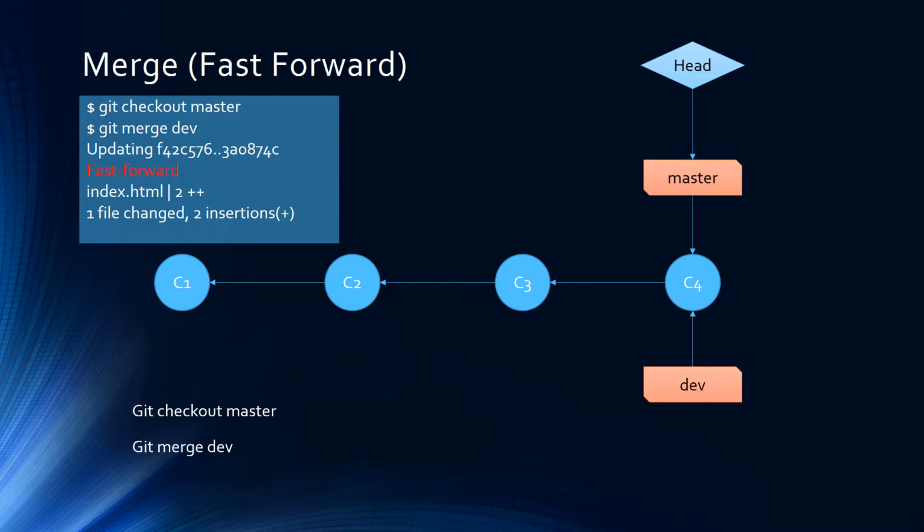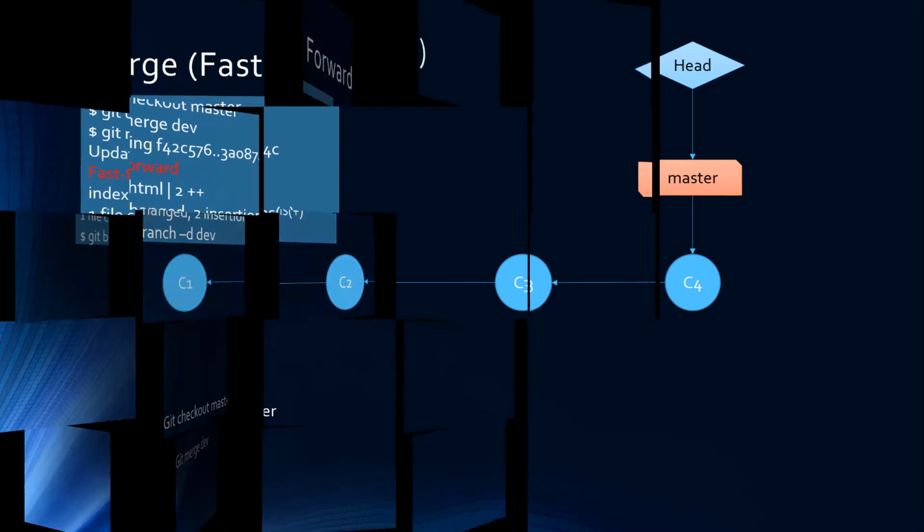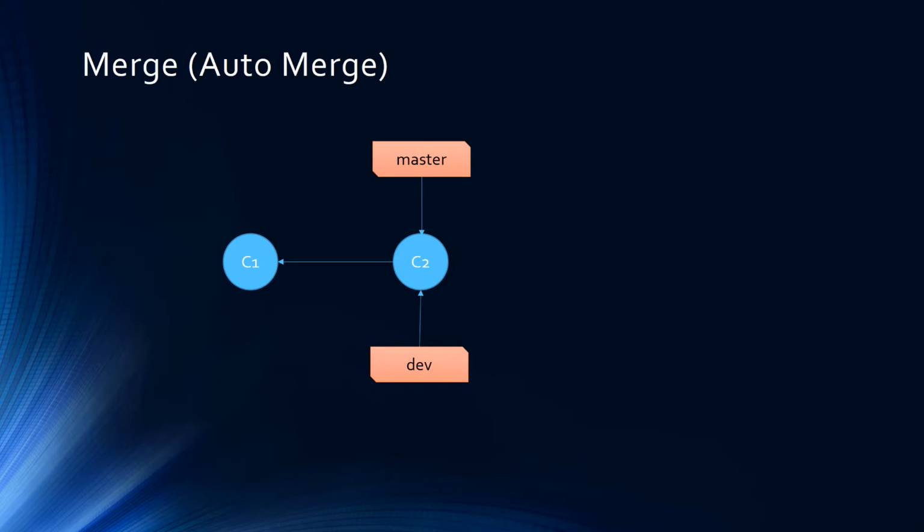If you don't need the dev branch now, simply use git branch -d dev to delete the merged branch. Now, let's turn to the basic merge. Suppose we create a dev branch when the master branch points to C2.